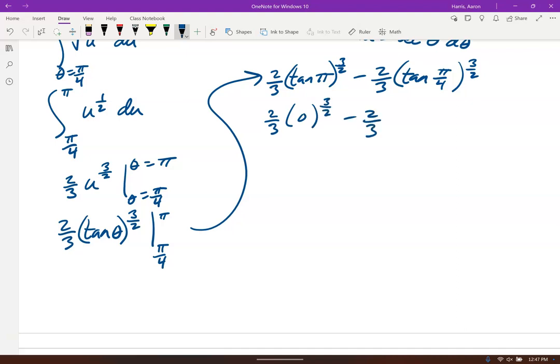Tangent of pi fourth, that's sine of pi fourth over cosine of pi fourth. That's root 2 over 2 all over root 2 over 2. So I just got a 1 right there. So that's gone, and I'm just left with 1 to the 3/2 is 1. So I get negative 2/3 times 1, which is just a negative 2/3 on that.